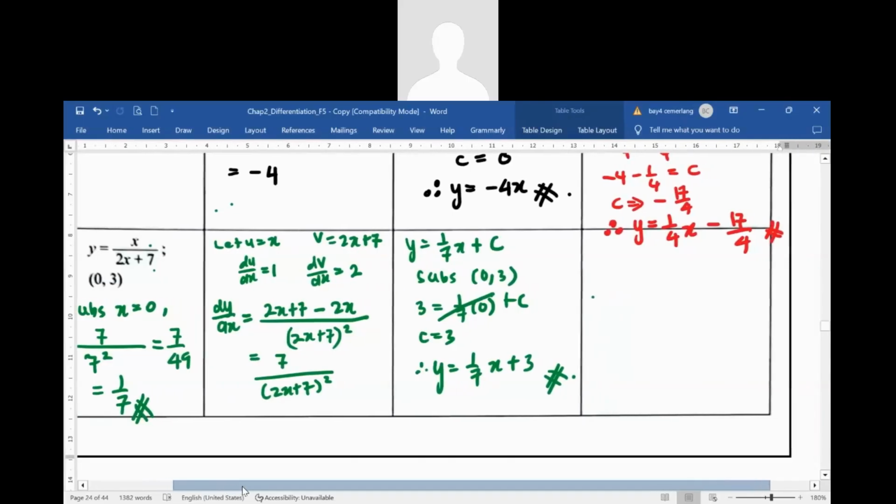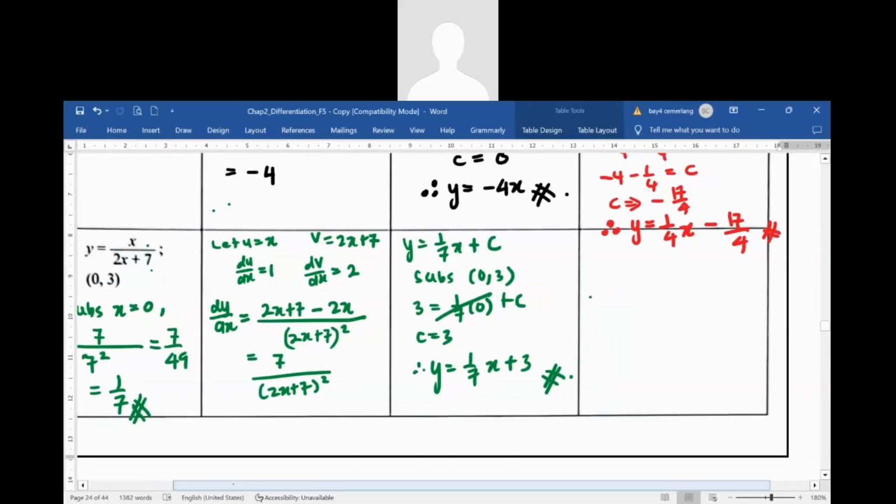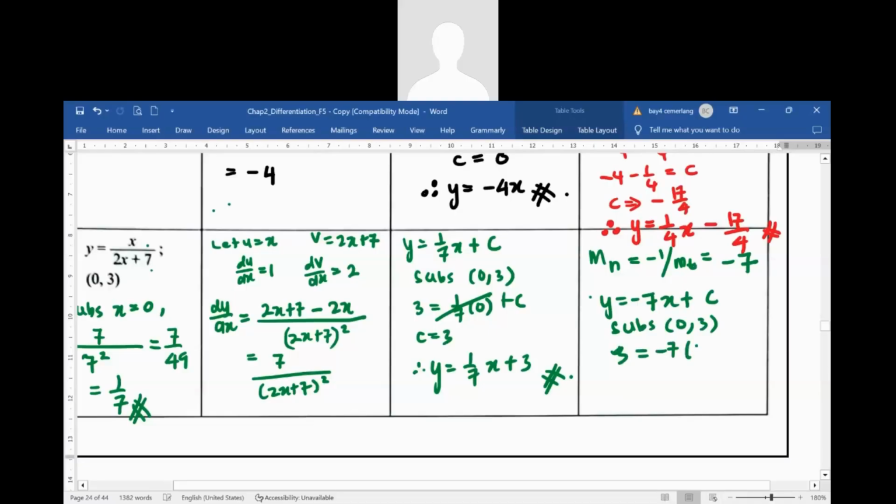And then you want to find your equation of normal. We have to find the gradient of normal first. Gradient of normal is negative 1 over the gradient of your tangent. So just now what was it? 1 over 7. Change to negative 7. Okay. So y equals negative 7x plus c. And then again substitute (0, 3). So 3 equals negative 7 times 0 plus c. Times 0 you can cancel. So c is again 3. Therefore y equals negative 7x plus 3.